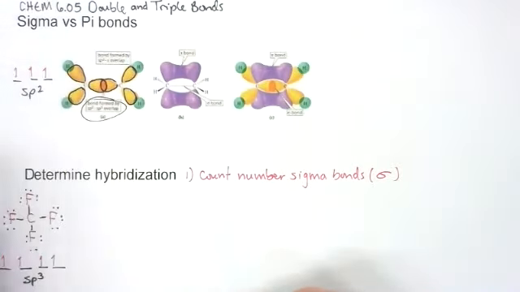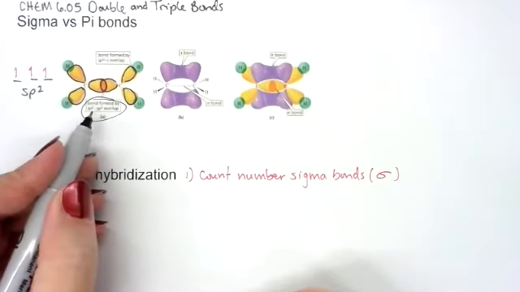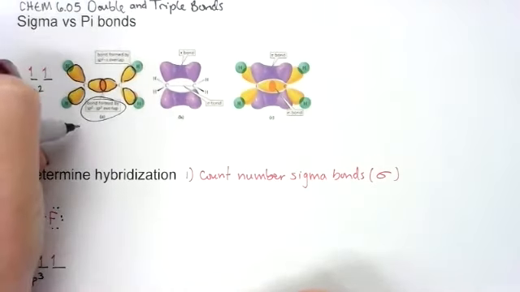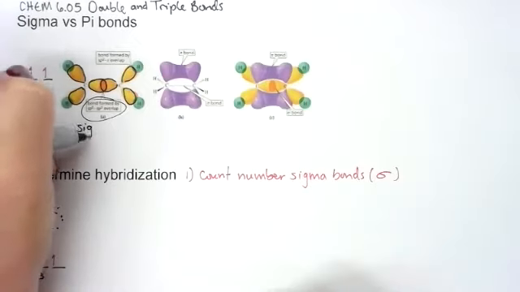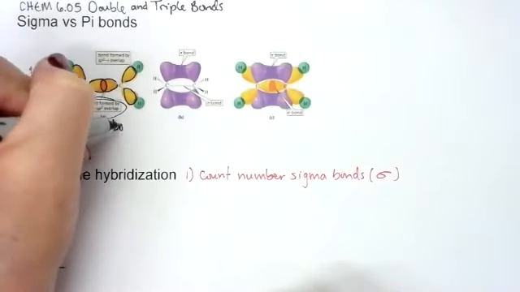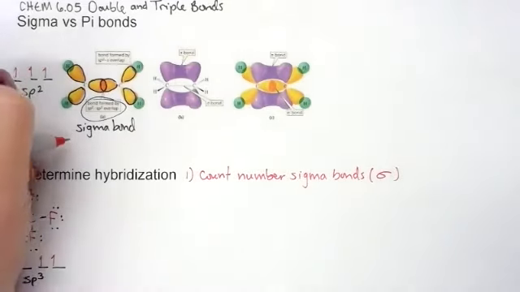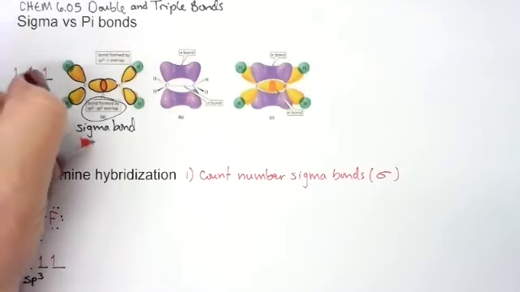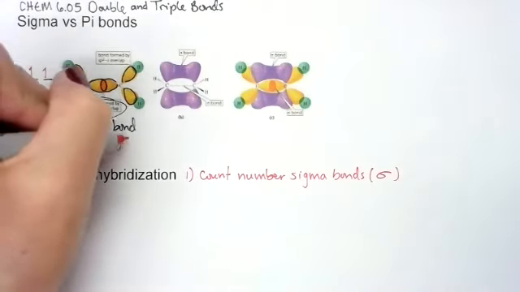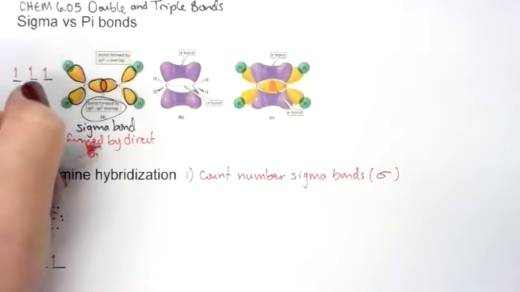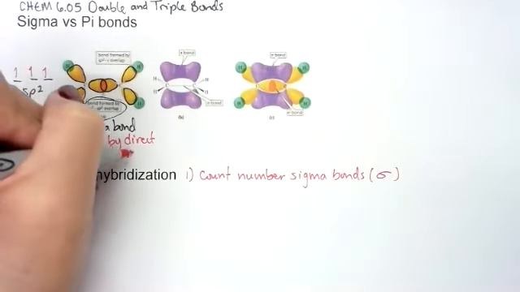And this area here where we have bond overlap, that's what this says, bond formed by sp2, sp2 overlap, is called a sigma bond. A sigma bond is a bond that's formed by hybrid orbital overlap, or formed by direct orbital overlap.